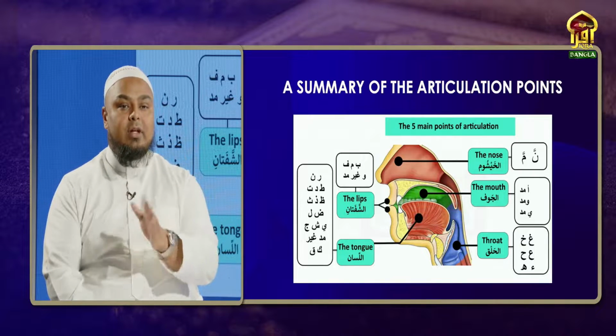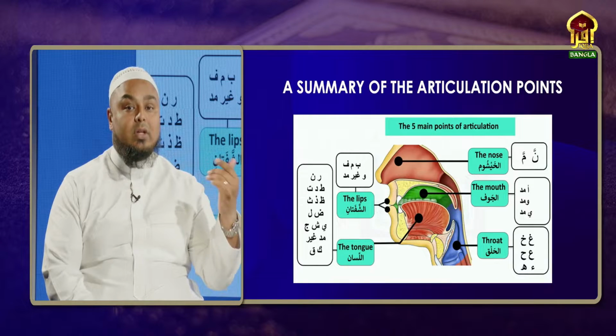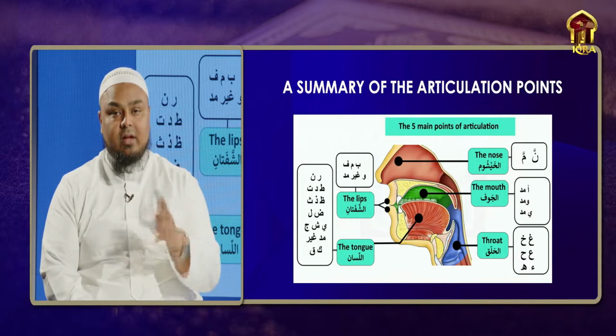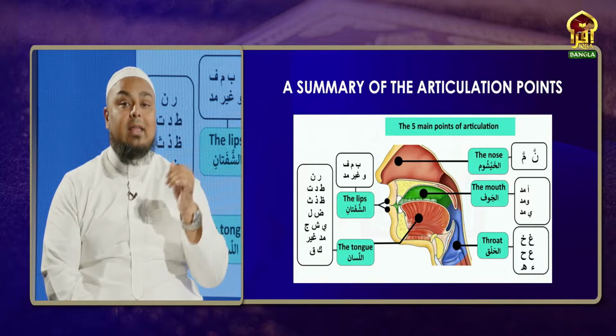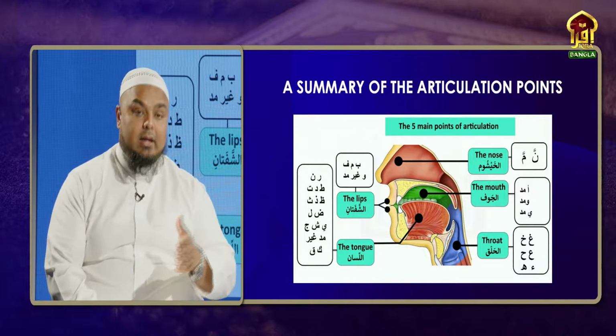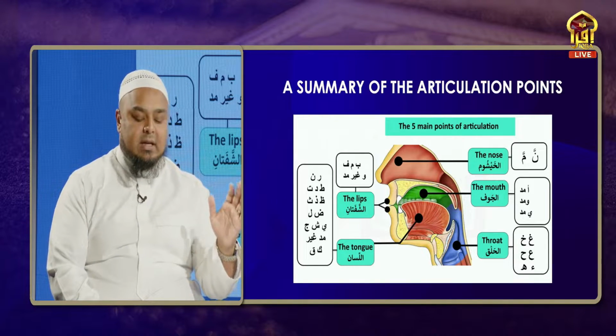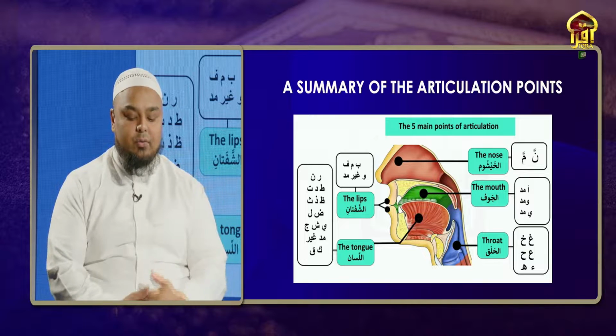So these are the 3 from the right side that we've covered. We've got the nasal area, the noon and meme with the ghunna. We've got the mouth area, prolongations, and then we have the throat, which are the 6 letters that I have just mentioned. Now let's move on to the left side. We have 2 areas, the lips and the tongue. We will start off with the lips.